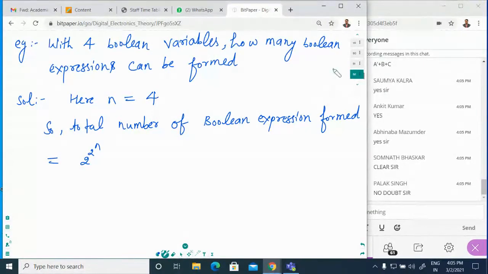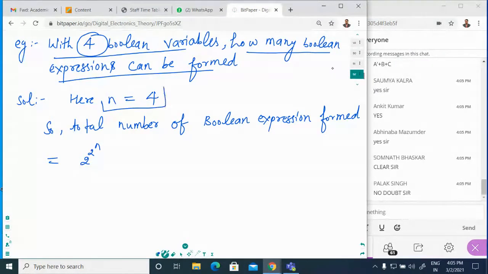So here is the question. With 4 Boolean variables, how many Boolean expressions can be formed? So how many Boolean expressions can you form with 4 Boolean variables? We have the variable n equal to 4. The total number of Boolean expressions that can be formed is 2 raised to power 2 raised to power n. So quickly give your response.